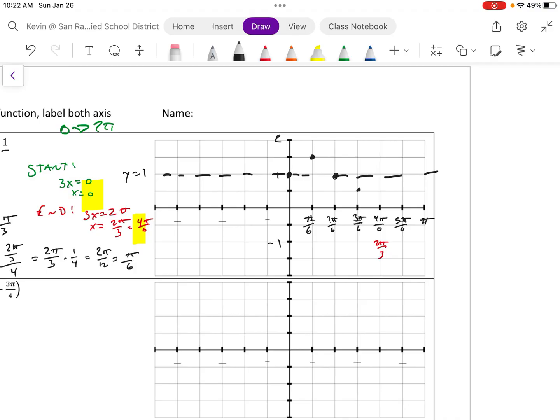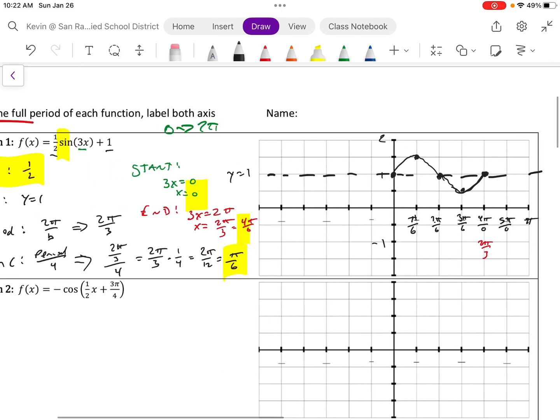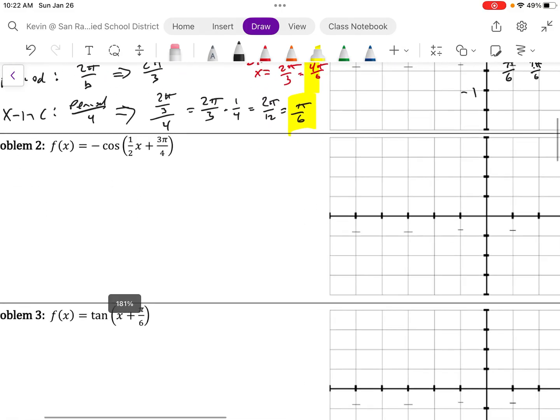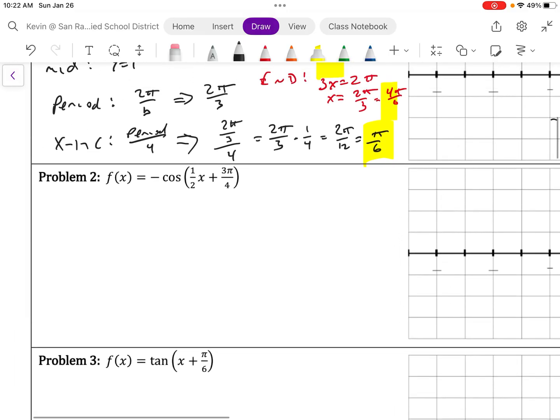So I go midline to maximum, back down to midline, then to minimum, and then back to midline, and I'm at my finish point. Again, our x increments were pi over 6. So I'm going every pi over 6, going from midline to max, back down to midline, down to minimum, and then end. And that's 1 period. All right, there's number 1. I probably could have gone a little quicker on that.